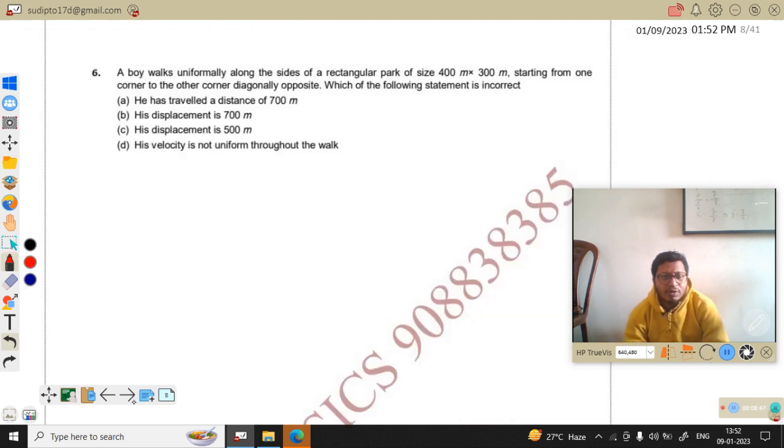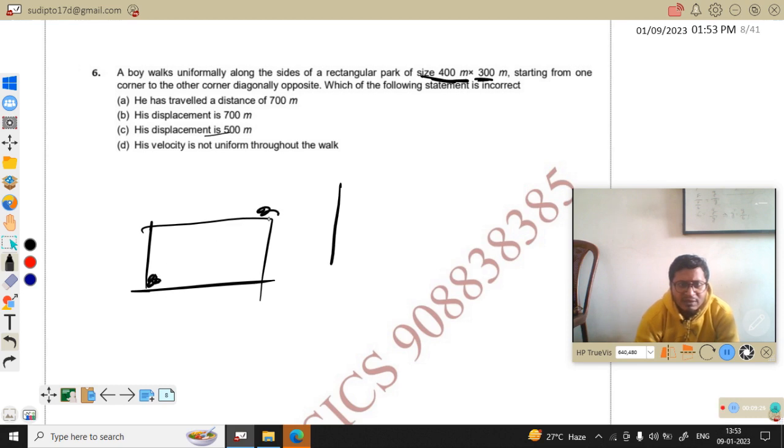Next, question number 6. A boy walks uniformly along the side of a rectangular track of size 400 meter and 300 meter, starting from one corner to the diagonally opposite corner. Which of the following statements is right? So this is related to displacement. So we have to find the displacement.